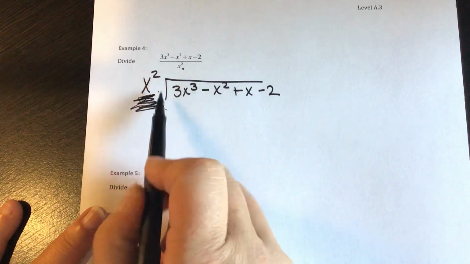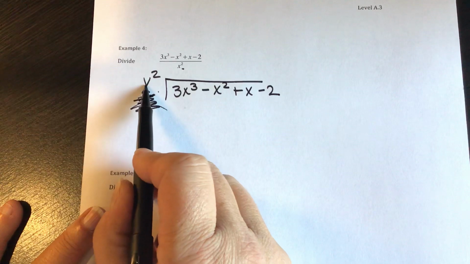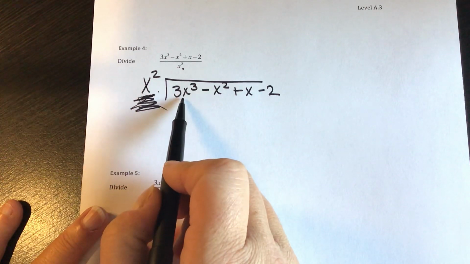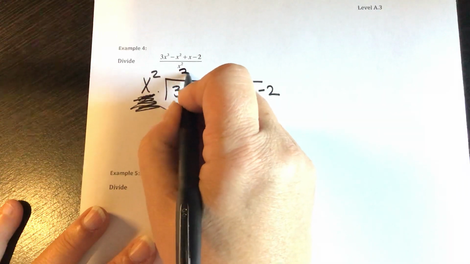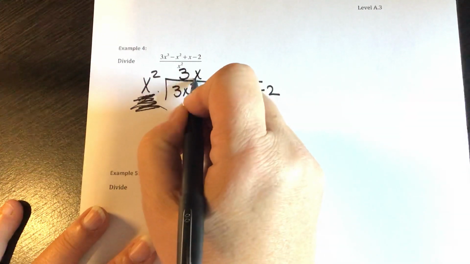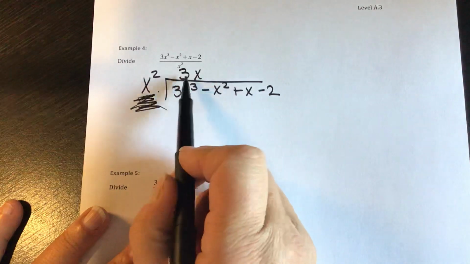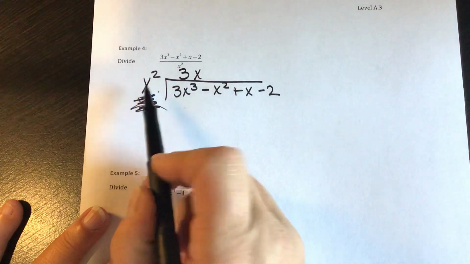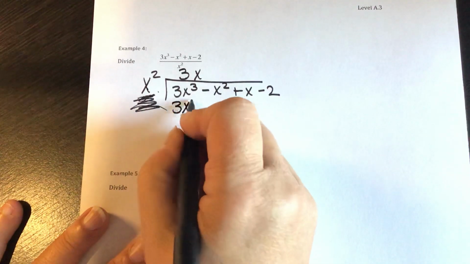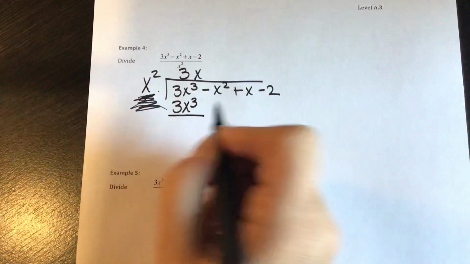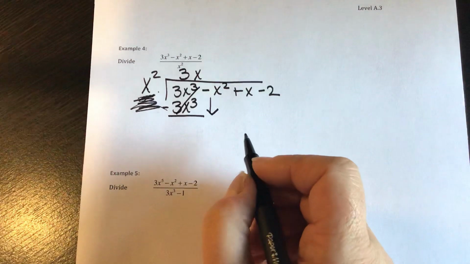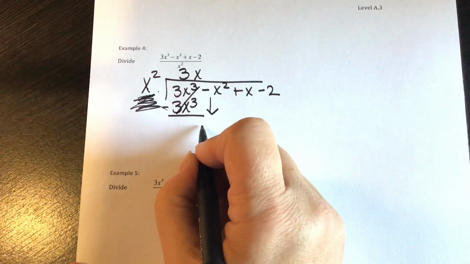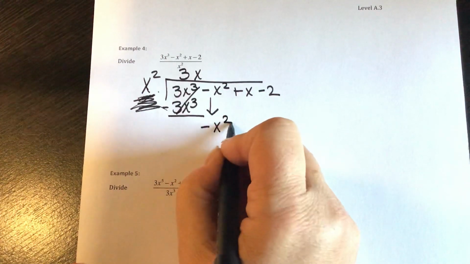So I'm going to estimate or ask, what do I multiply x squared by to get 3x to the third? That would be 3x. So 3x times x squared is 3x to the third. Now I'm going to subtract. They cancel. I bring down my next number. So I'm going to bring down my minus x squared.